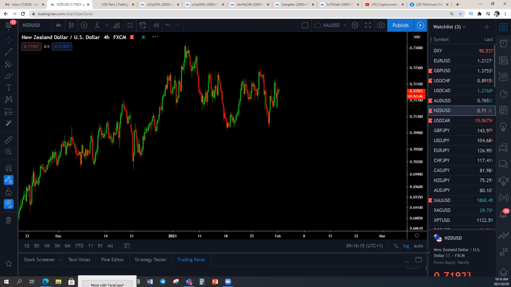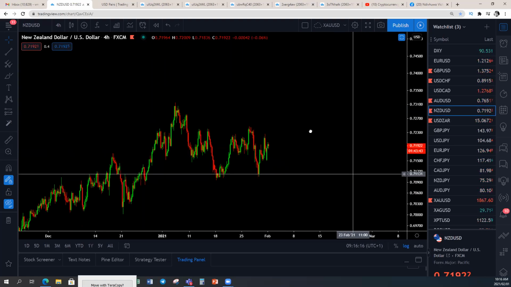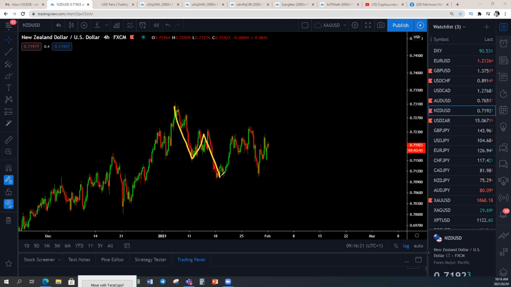New Zealand US dollar. So New Zealand US dollar has made a 3-wave pullback here, has made another 3-wave push to the upside. This is where we were last week. We expected to get another 3 waves like that. As you can see, that is playing out so far.